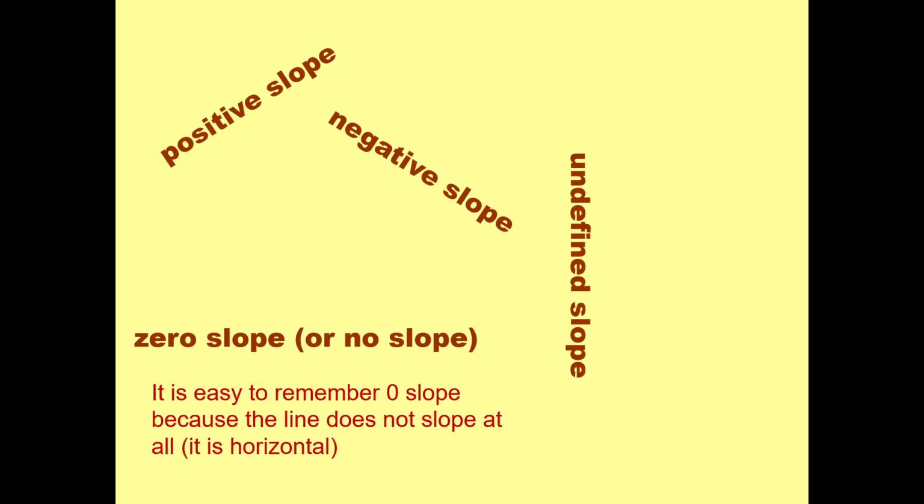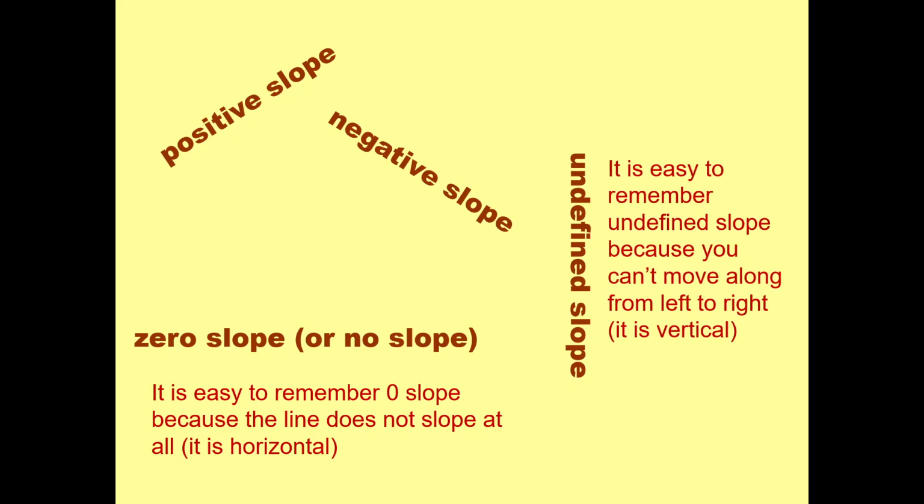Easy to remember: 0 slope, because the line does not slope at all. It's horizontal. Easy to remember: undefined slope, because you can't move from left to right. It's vertical.